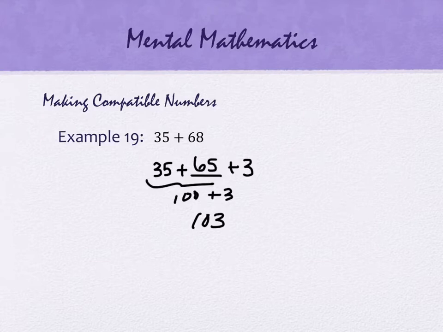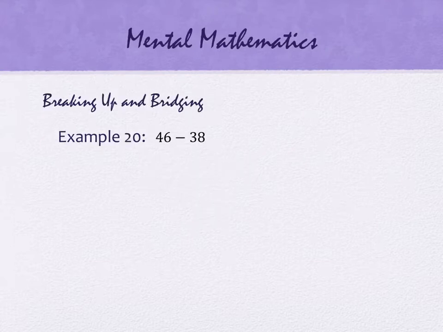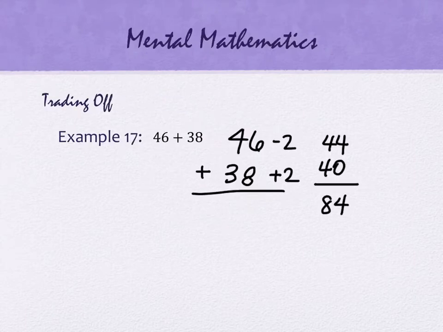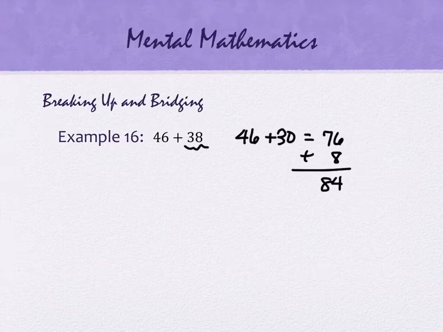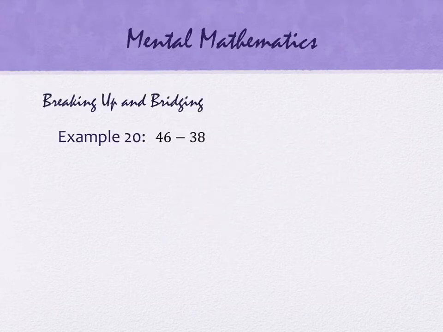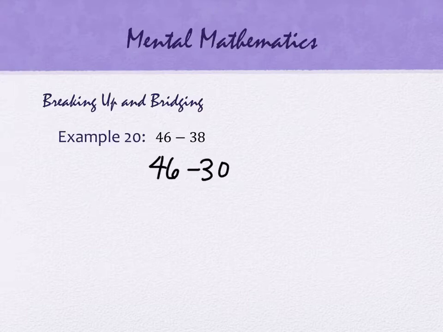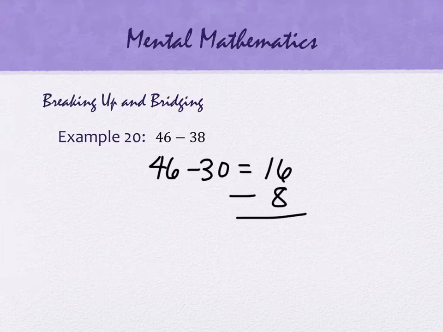All right. Breaking up and bridging. We already encountered this one, but we did it before with what operation? Addition. And now I'm going to show you how to do it with subtraction. It doesn't really work any differently. The idea is to still do it by the tens digits, or by the place value digits. So 46, instead of subtracting 38, we just subtract the 30. What's 46 minus 30? That would be 16. And then I subtract the 8 off after that, and 16 minus 8 is 8.